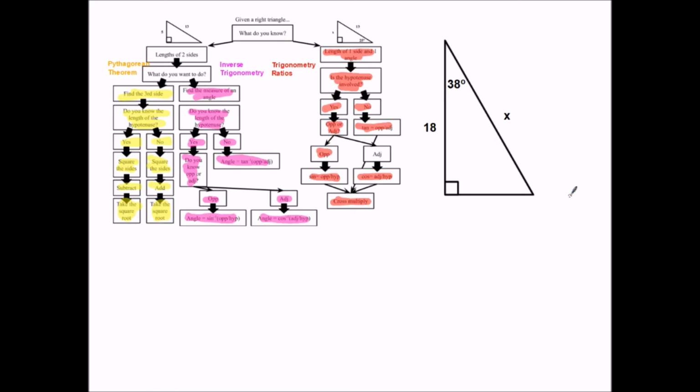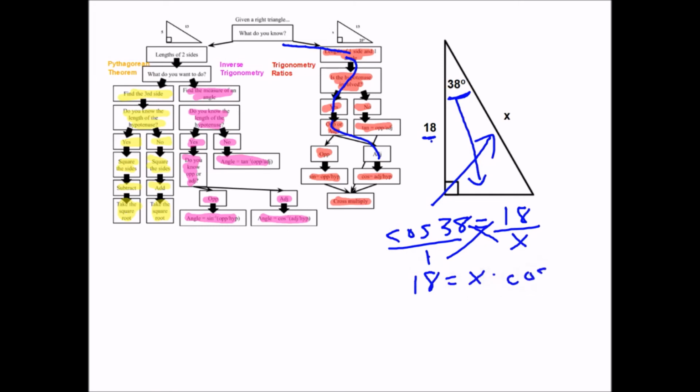All right, for this one, we know the length of one side is 18. We know that one angle is 38, so we have the length of one side and one angle. Is the hypotenuse involved? It's labeled X, meaning we need to find it, so yes. Opposite or adjacent? Go across from the angle we're given, nothing's there, so this 18 is adjacent then.